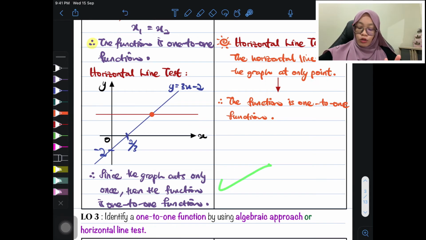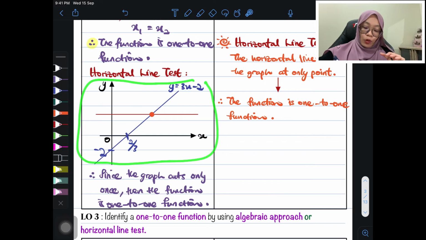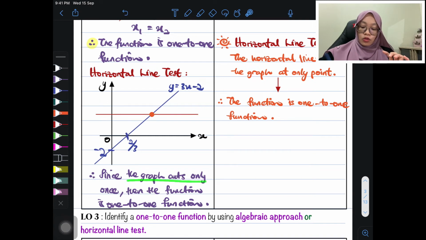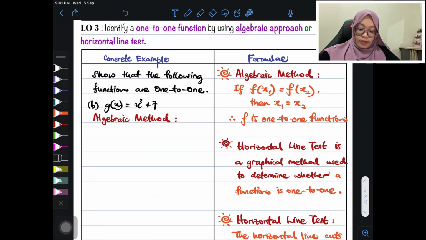That's all. That is how easy you use the horizontal line test, and that is how easy you write down your conclusion. Okay, for the horizontal line test you must draw the graph. First step, draw; second step, find the horizontal line test; and then third step, just write down whether it is 1-to-1 or not. Okay, let's go to the next example.